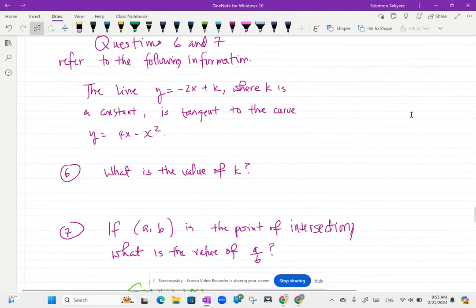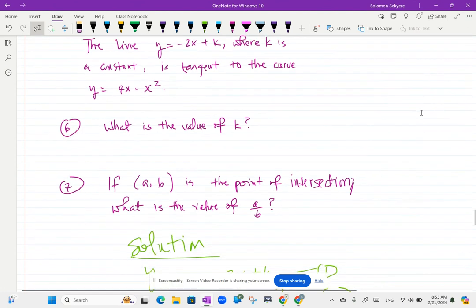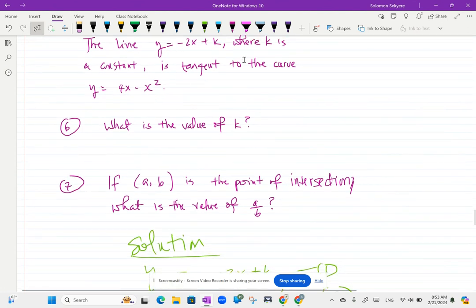Okay, so this is your puzzle for today. We have a line y equals negative 2x plus k, where k is a constant, that is tangent to the curve y equals 4x minus x squared. Two parts. What's the value of k?